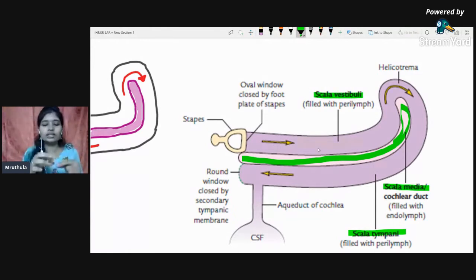This modiolus is like an axis. Around the axis, the tube has been rolled, forming a structure resembling a snail. So that's why we call it the cochlea. Now that it has been rotated around the modiolus, the structure is different, right? Now it has an apex and a base.